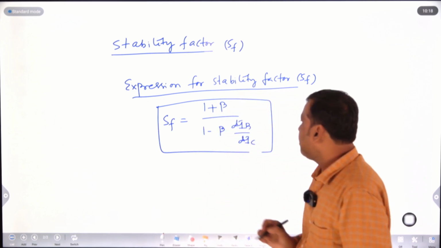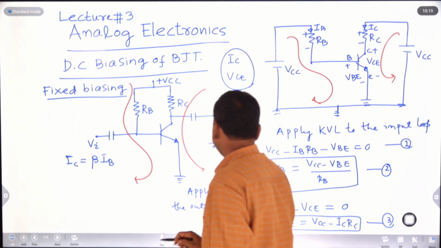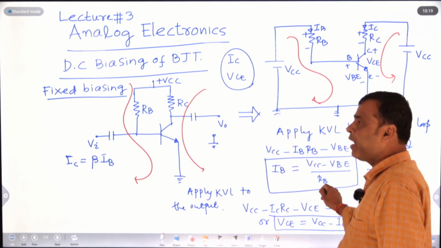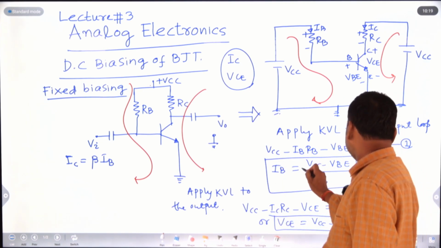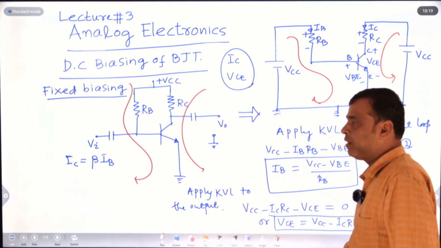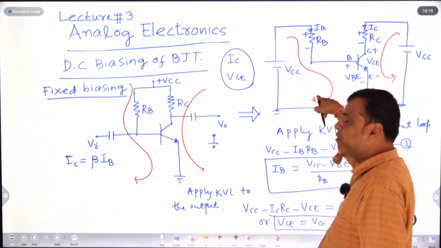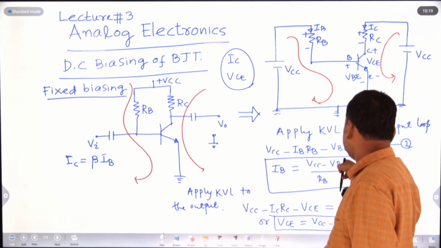So how to get dIB by dIC? In the previous derivation, how to get IB by IC? Here IB equals VCC minus VB by RB. After getting IB, we calculate by differentiating the base current with respect to collector current. If we apply KVL to the input, we get the input current. This is the expression for the input current, IB equals VCC minus VB by RB.